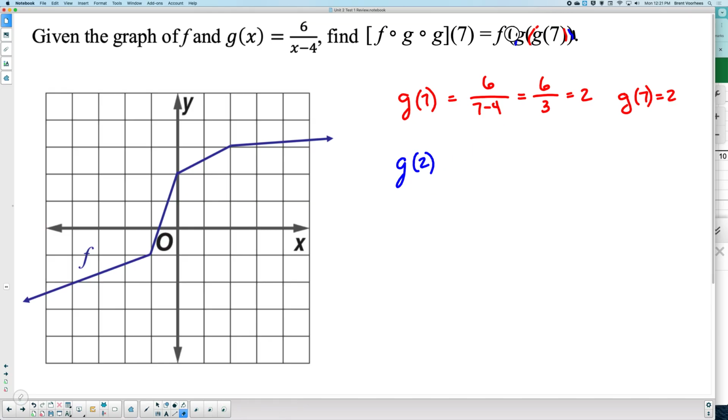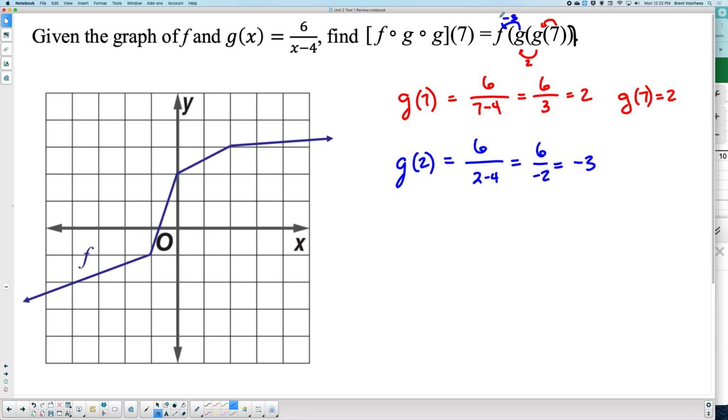I think the way I did it before is I was using arrows. When I showed you the first time, I did it this way. I said, okay, if 7 went into this g, g produced 2. And so now this 2 is going to go into this g. So let's see what g of 2 is. It's 6 over 2 minus 4. What is 2 minus 4? Negative 2. So it's 6 divided by negative 2, which is negative 3. So we plug that in and we got a negative 3.